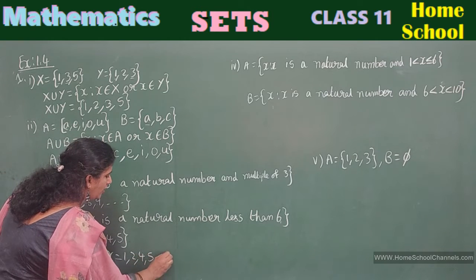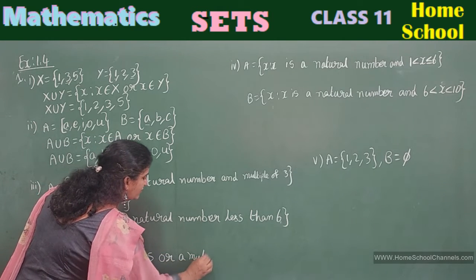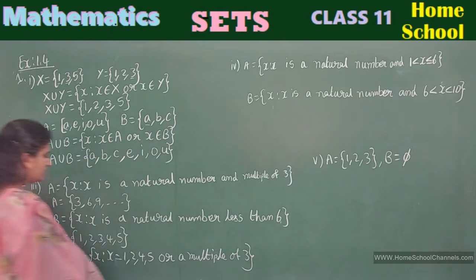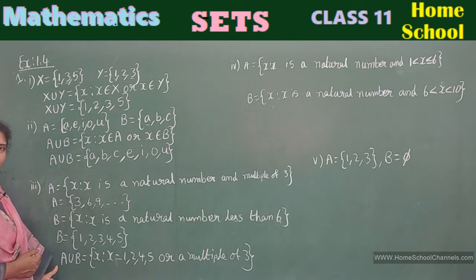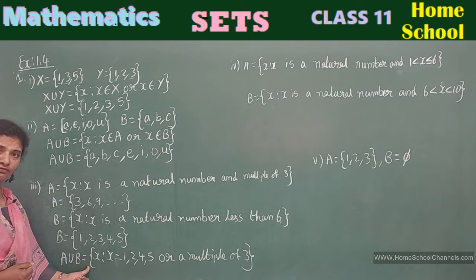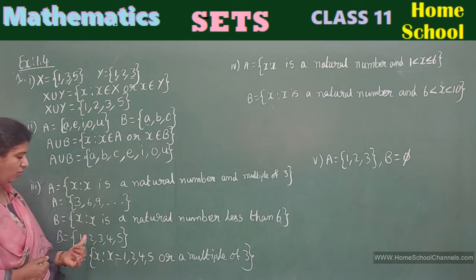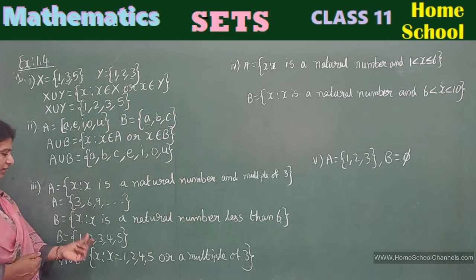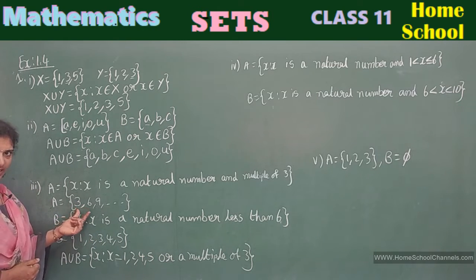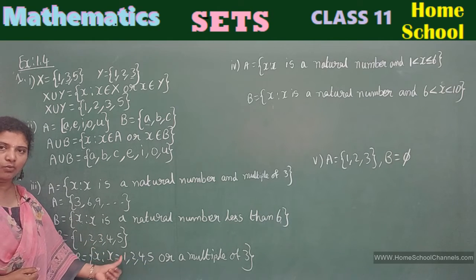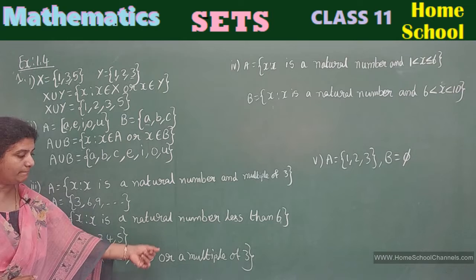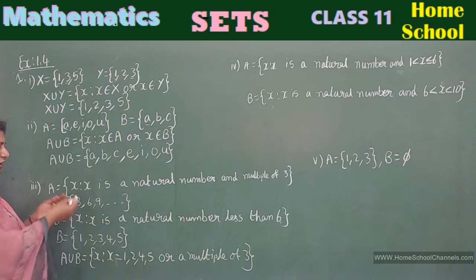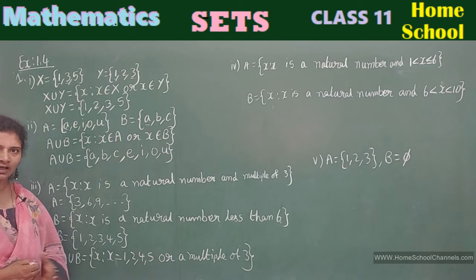Or a multiple of 3. Observe here. Or a multiple of 3 I have written. So this completes your answer. So what is your answer? A union B is equal to set of all X such that X is equal to 1, 2, 4, 5. Because in that statement multiple of 3, here 3 is there and in this set also 3 is there. So I did not use 3 here. 1, 2, 4, 5 or multiple of 3. Where it ends we don't know. So all the multiples of 3, according to the given question, I have written the answer.